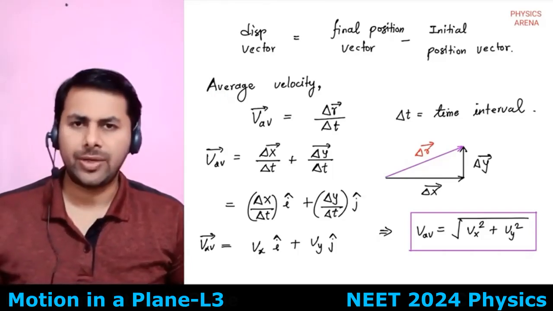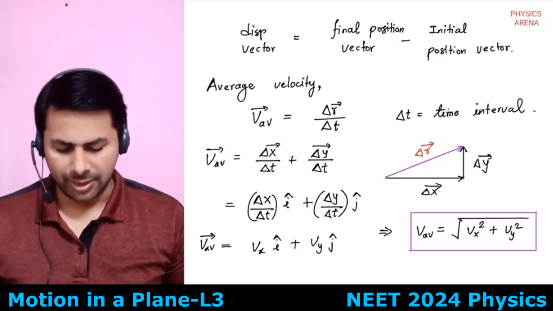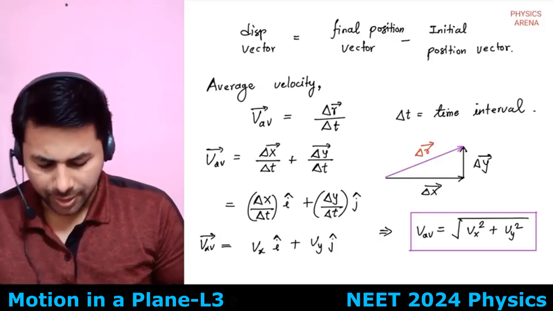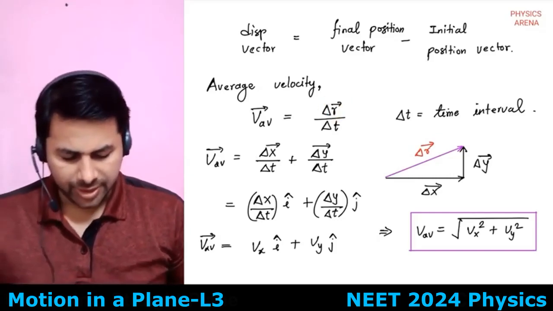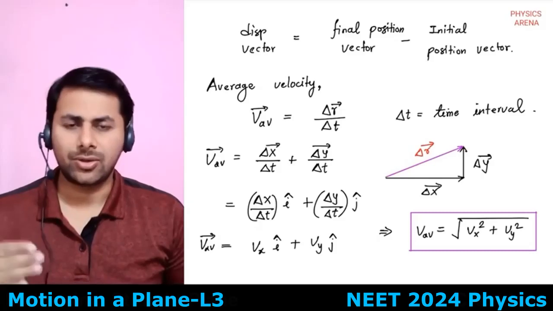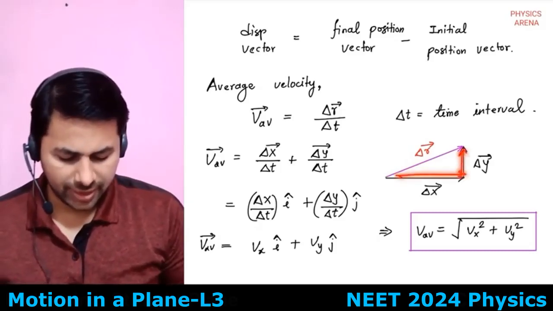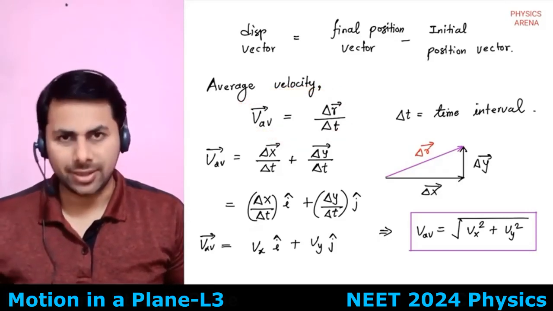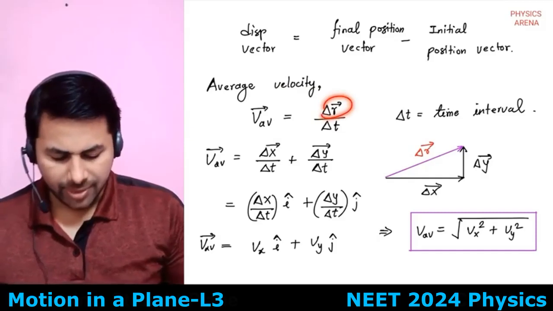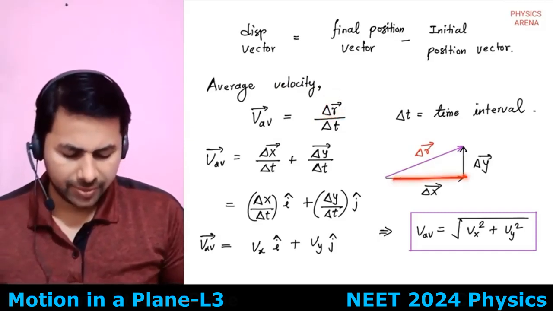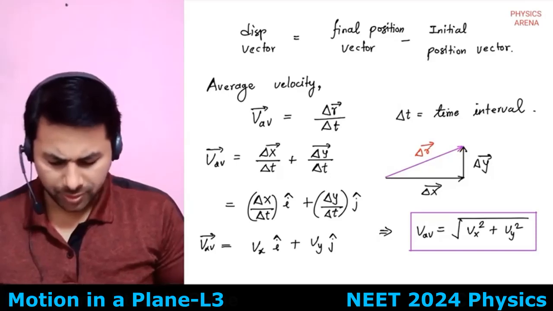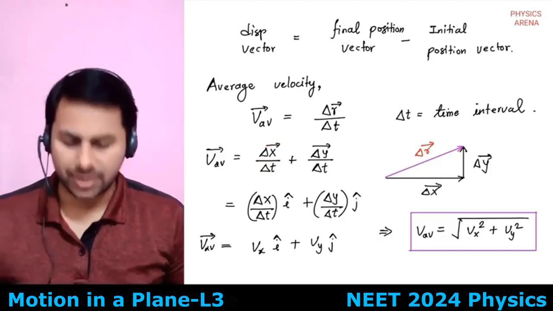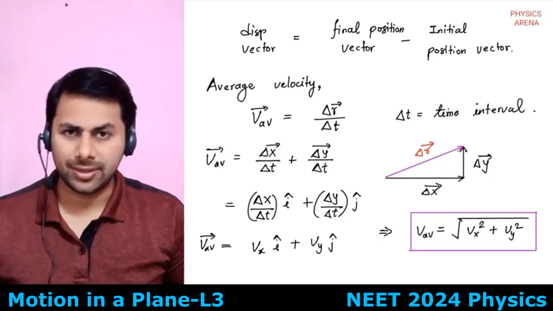After that, if I want to find out velocity, what will I do? I will just divide that displacement by time. The displacement vector itself, delta r, can be resolved along two components. This is delta x, this is delta y. So the average velocity in this time interval is delta r bar upon delta t, and this delta r bar can be written as delta x bar plus delta y bar. So we have average velocity equals delta x bar upon delta t plus delta y bar upon delta t.